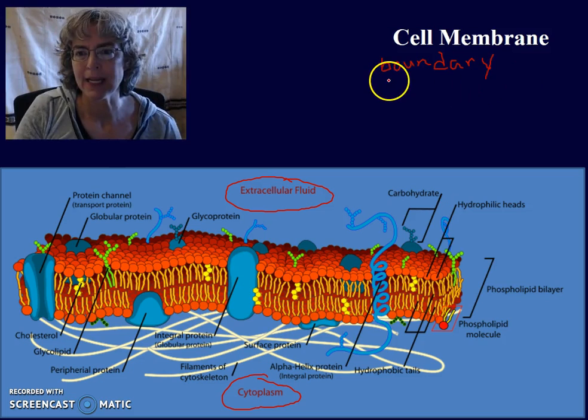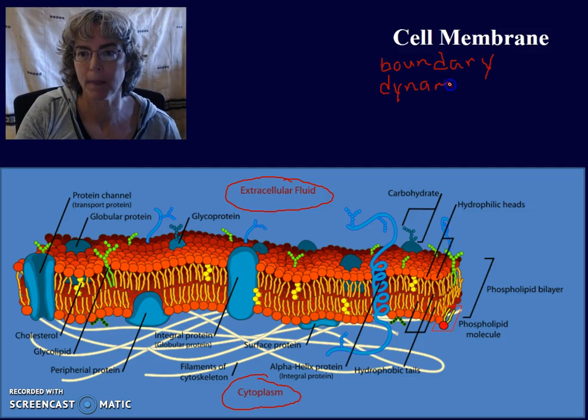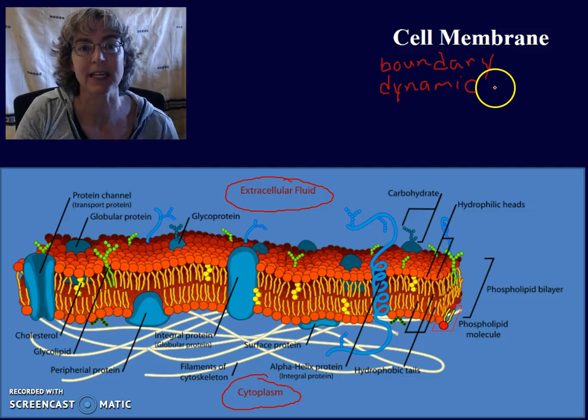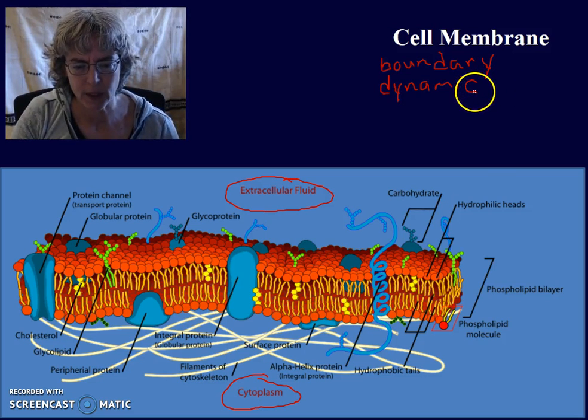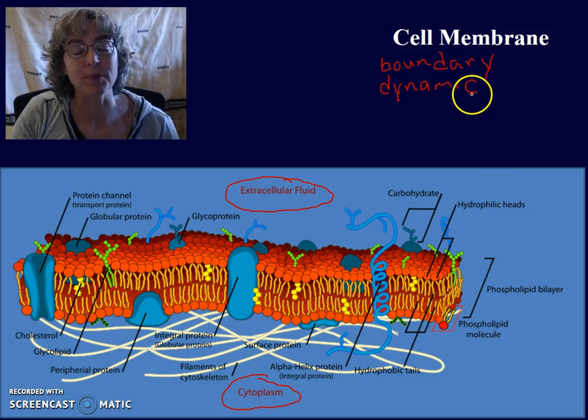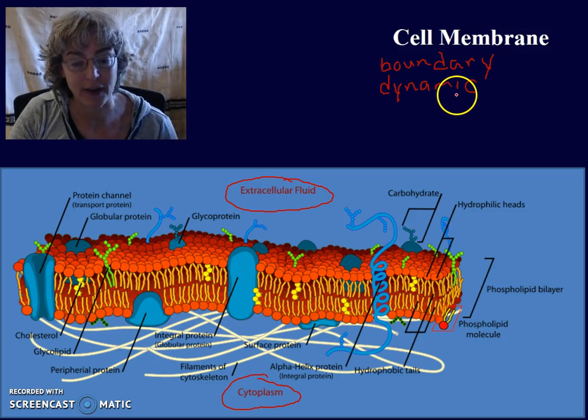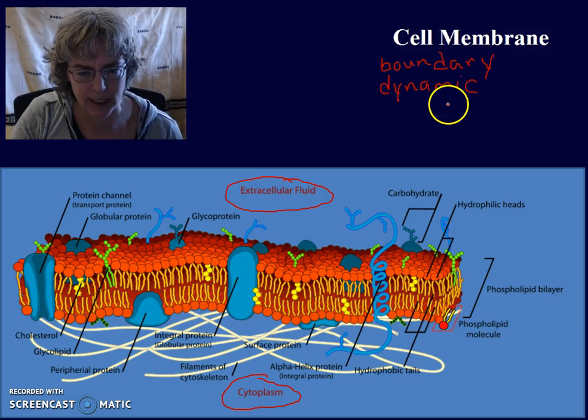Cell membrane is dynamic. It can change depending on its needs or its environment. So it can change shape. An example would be blood cells that can change shape to get through blood vessels or to be able to get between cells. Okay, let's see, what else?